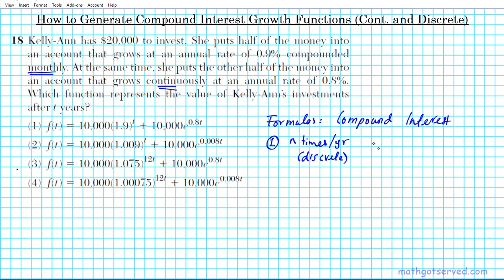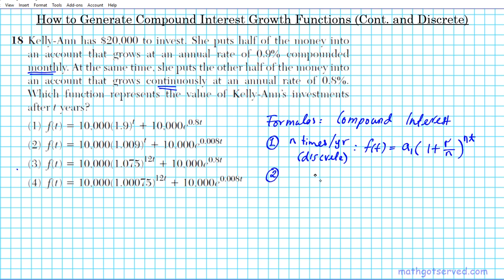And for this one, the amount is going to be, well, let's use the f of t notation to be consistent with what we have here. F of t is going to be the initial amount, A1, times parenthesis 1 plus the rate in decimal form over n, raised to the nt. Alrighty? Okay, how about the continuous one?